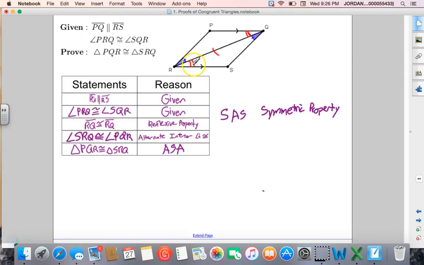So then once we know that, we can say, oh, well, we've got angle, side, angle. And right here, angle, side, angle. So our triangles are congruent because of angle, side, angle.